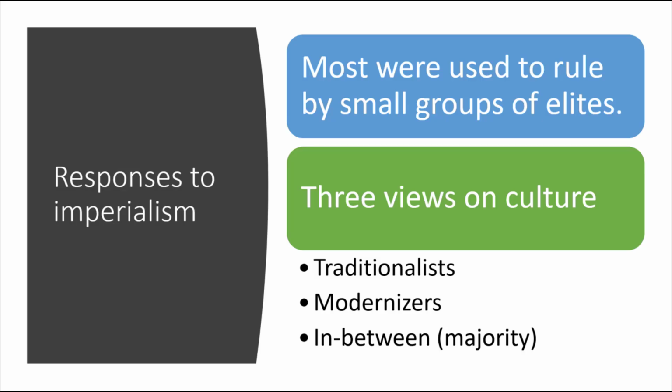All right, we're heading into the home stretch here. We're talking about responses to imperialism. Most were used to rule by small groups of elites. So for some Africans, they didn't really notice much of a change because they were already being ruled by someone. Now it's just being ruled by someone else. That was the one I had hinted at the beginning, where I said it might surprise you, where some people just say, oh hey, we're ruled by somebody else now.